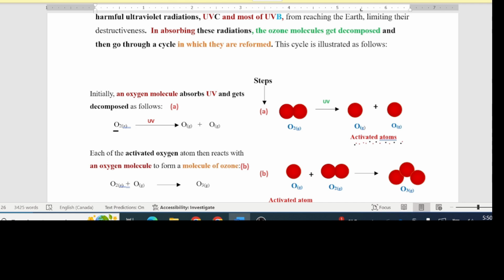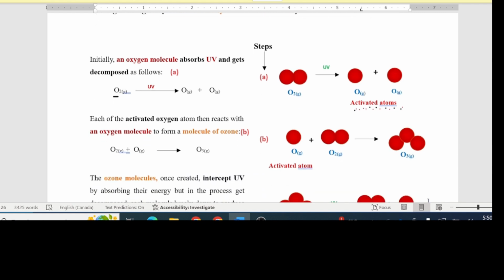Of course, UV is very energetic, so it has enough energy to decompose an oxygen molecule. When that happens, it forms two oxygen atoms. The atoms in these forms are said to be very active. We call these activated atoms because they're capable of reacting with other species with relative ease.